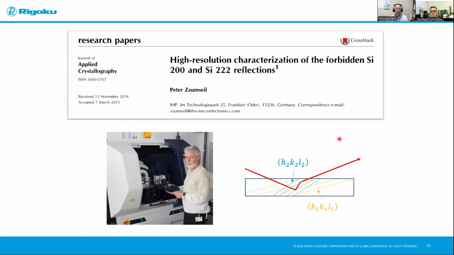He published this paper back in 2014. He discussed this peak, and his conclusion was this is not actually silicon 200, but a so-called multiple diffraction. The multiple diffraction is like this. This is very schematic, but the incoming beam from the left is diffracted more than 1 time by different HKL lattice planes and going out to the symmetric diffraction condition.